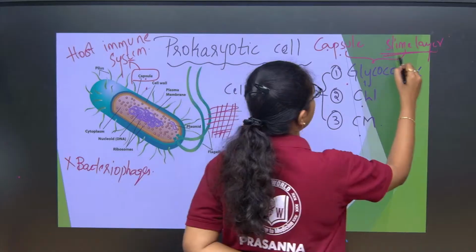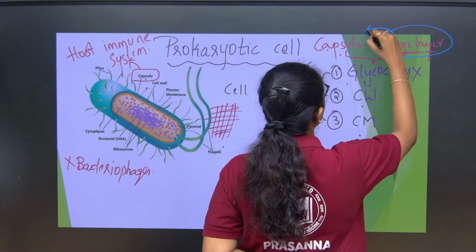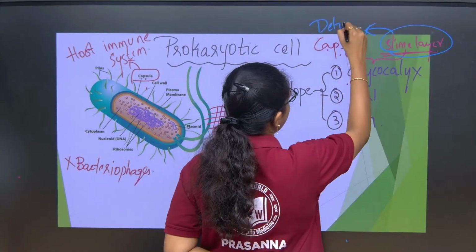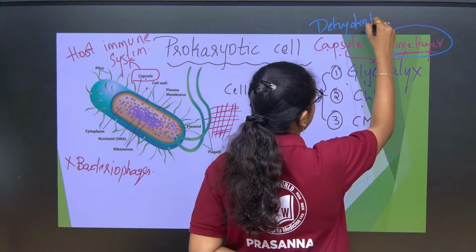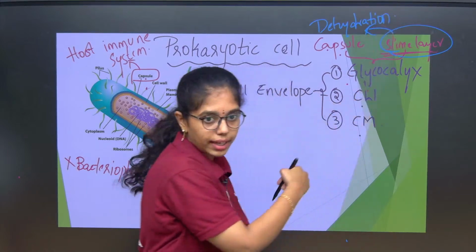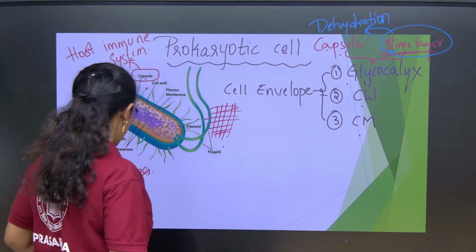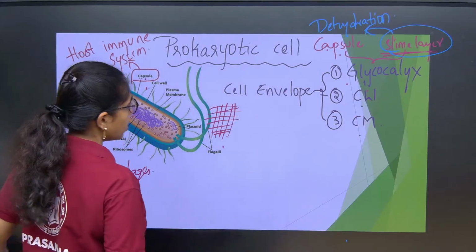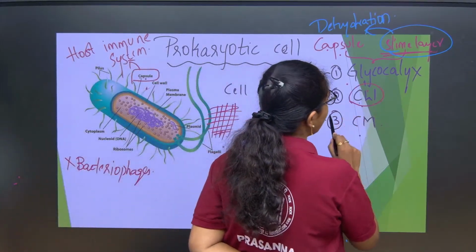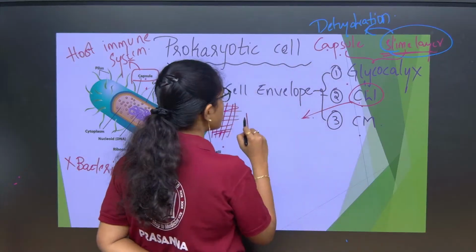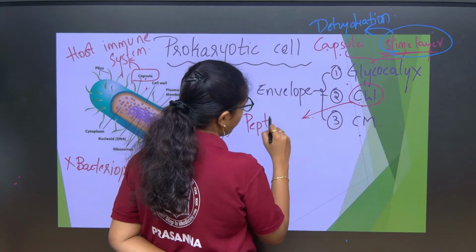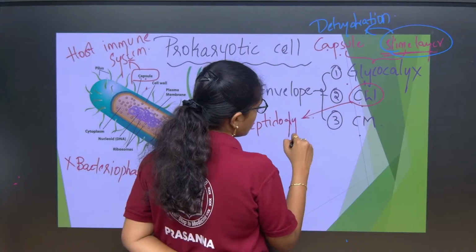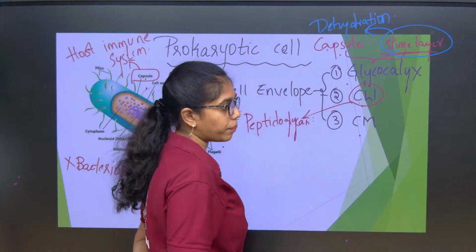If it is slime layer, it will prevent the bacteria from dehydration. So, clear for you the outer layer, glycocalyx. Next, second layer is what? Cell wall. Cell wall in bacteria is made up of what? Peptidoglycan. Cell wall is made up of peptidoglycan.